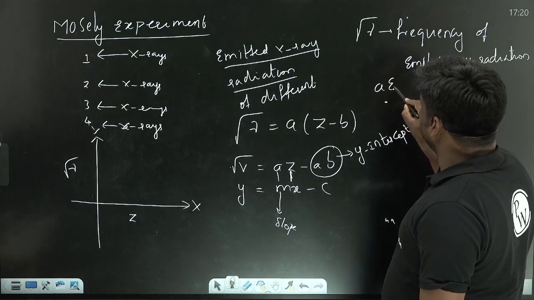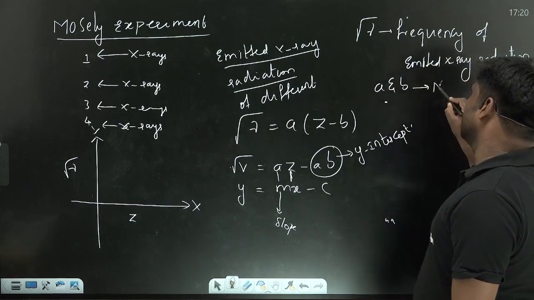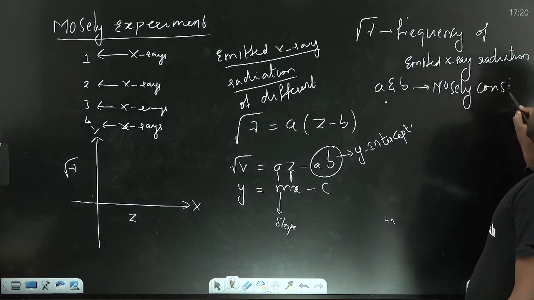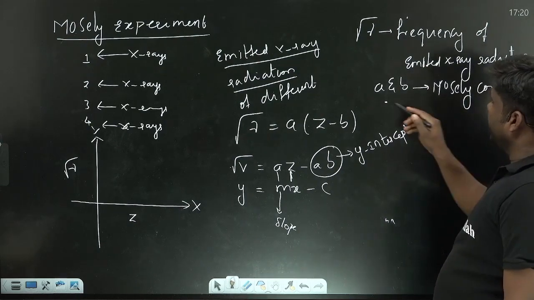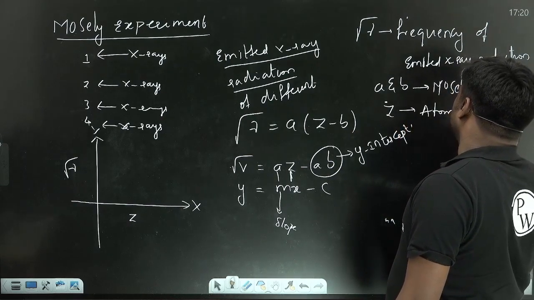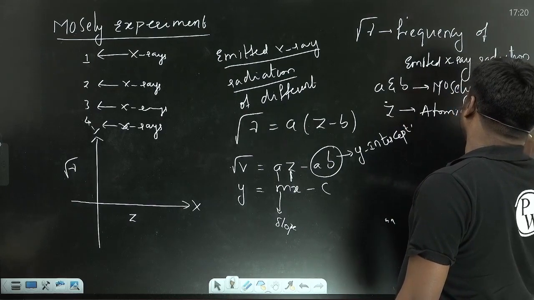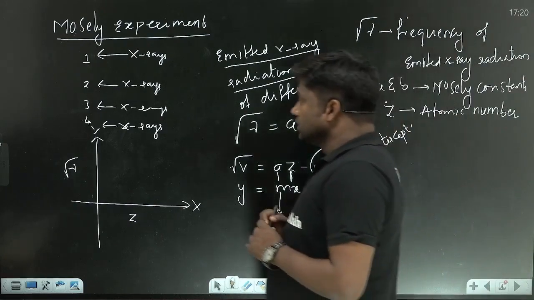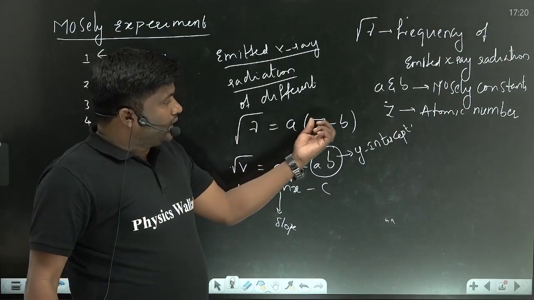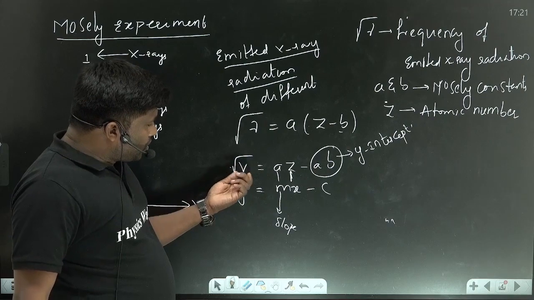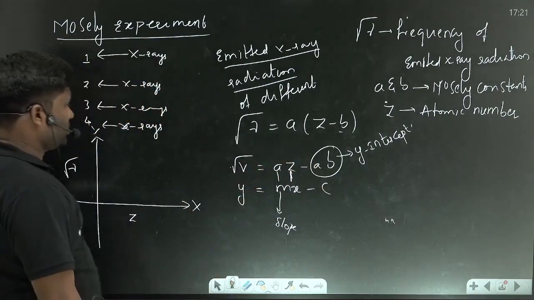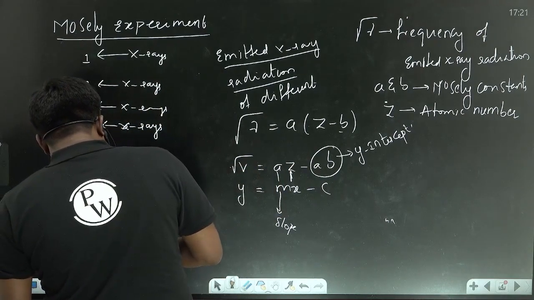A and B are Moseley's constants. And Z is the atomic number. Z is what? Atomic number, right? So he got under root nu is equal to A into (Z minus B), and that we have written as under root nu is equal to AZ minus AB, which is in the form of y is equal to mx minus c. So what will the graph look like?